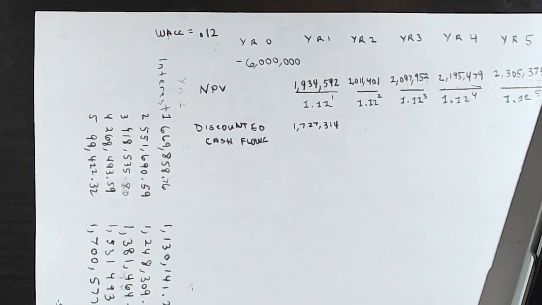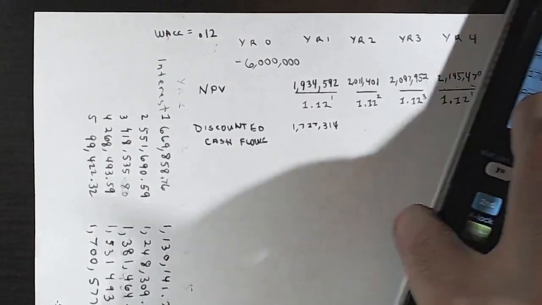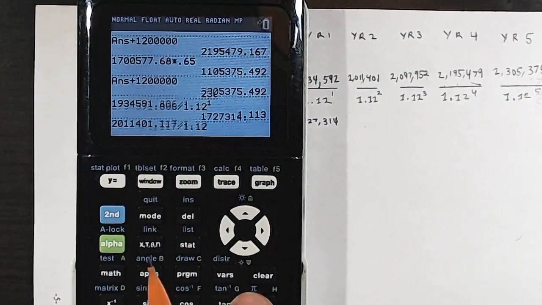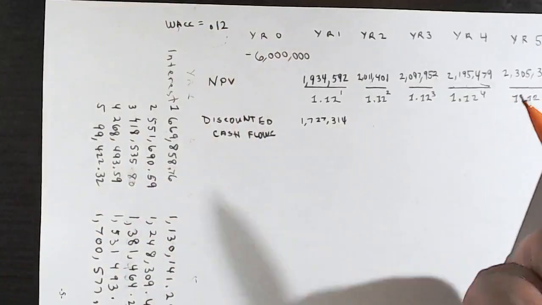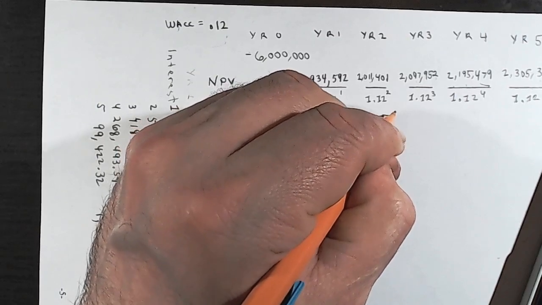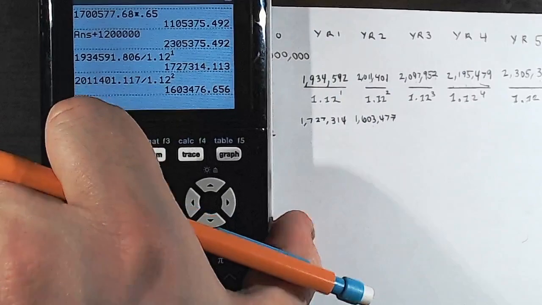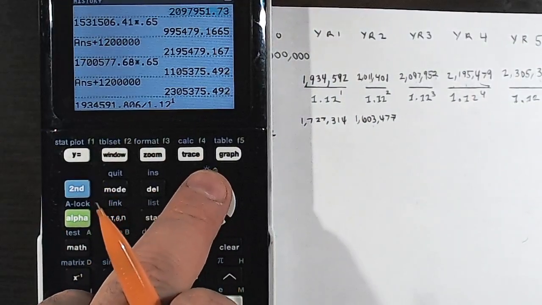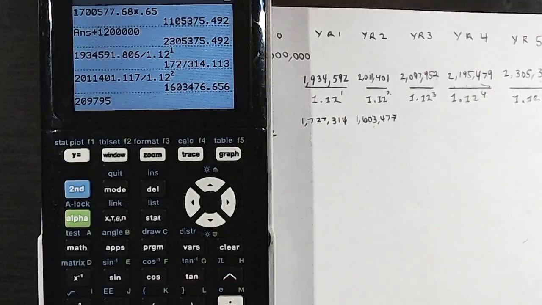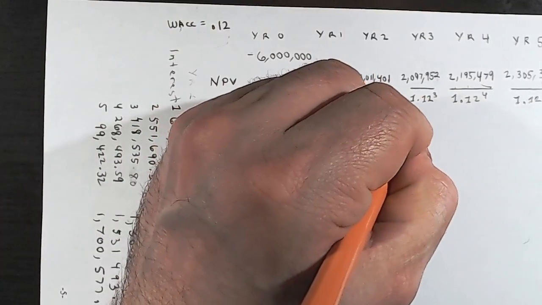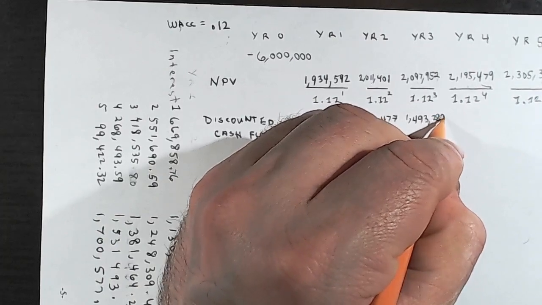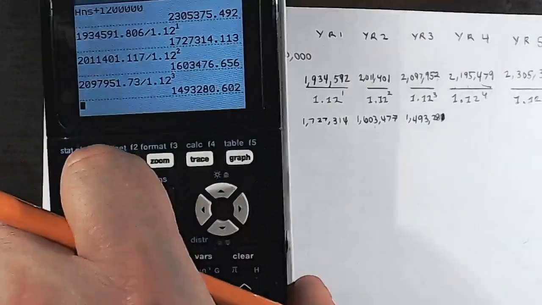All right. And now what's this one? 2,011,000. Go find that guy there. There he is. Divided by 1.12 raised to the second power. 1,603,476. Well, if I round up, 477. And now I'll go find that 2,097,951 divided by 1.12 raised to the third power. Okay, and we get 1,493,280. I should say 281. We're going to add them all anyway from the calculator.